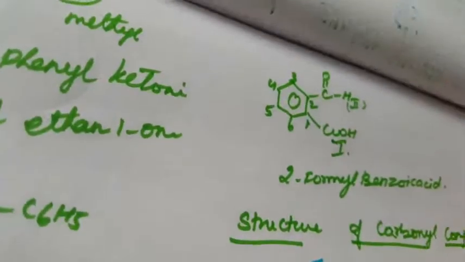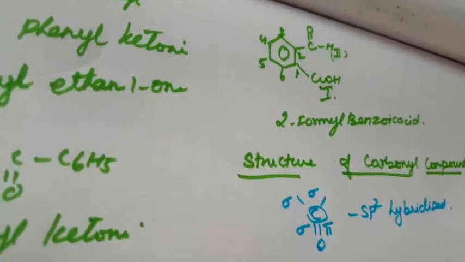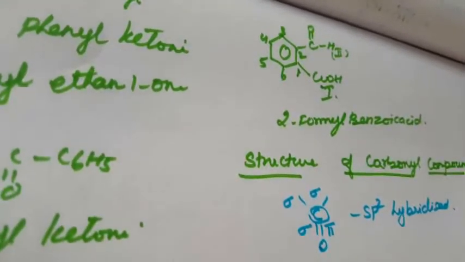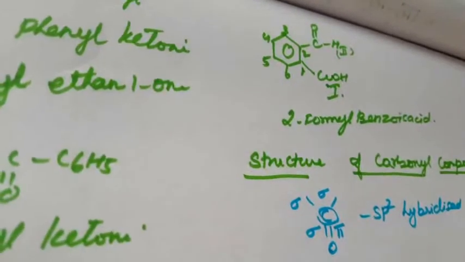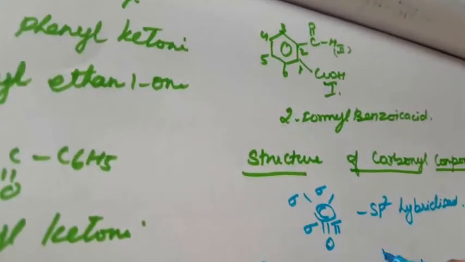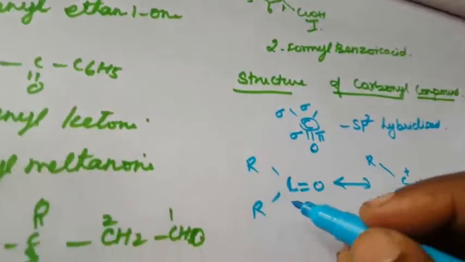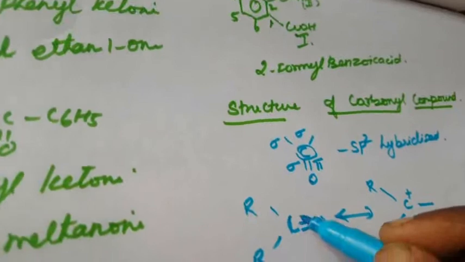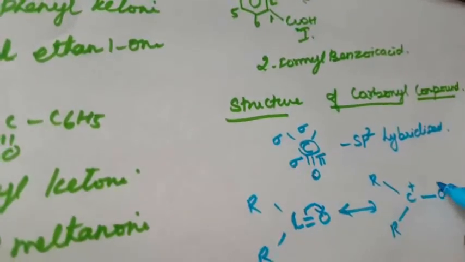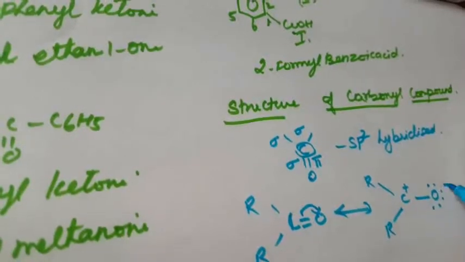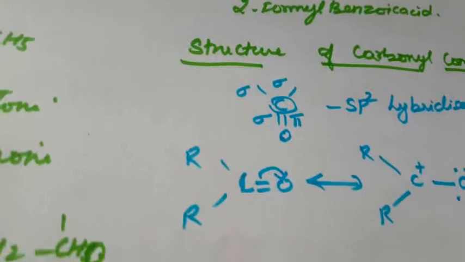This also exhibits a resonance hybrid structure, with the C double bond O. How to write the resonance structure? Now the double bond is here, and this bond shifts to this position. What will happen? The oxygen becomes negatively charged. So this is also exhibited with the resonance structure.